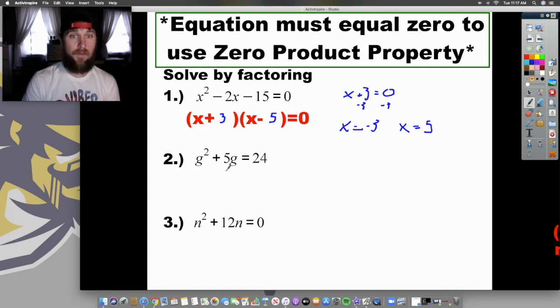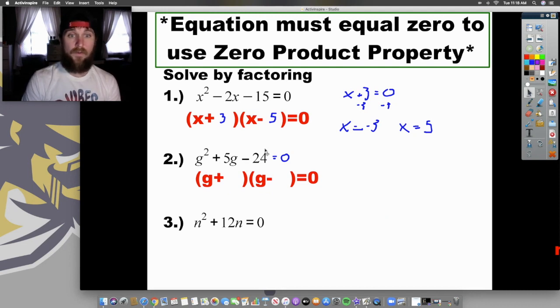And the second problem, first thing we need to do is get the 24 over on the other side with subtraction. So it should say g squared plus 5g minus 24 equals 0. So now that first step is done. Now we can think about what are the possible ways to factor this. It's a g squared, so it's got to be g and g. It's going to come out to be a negative like that last one, so it's got to be a positive and a negative.